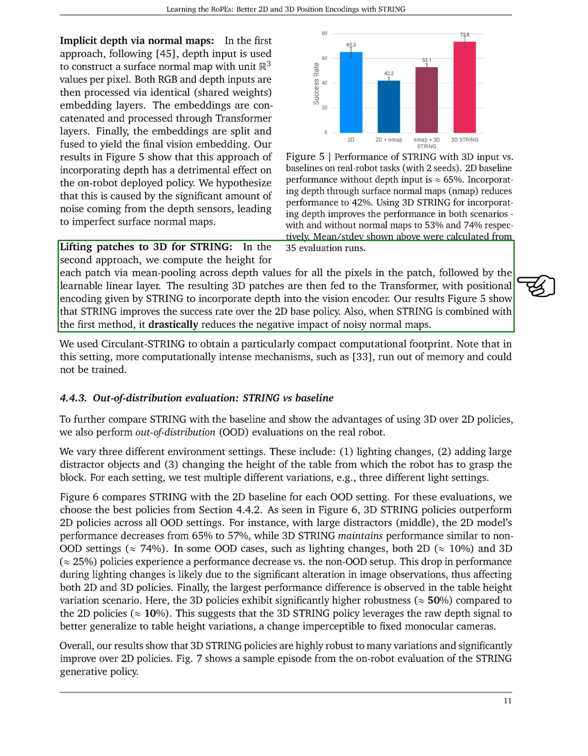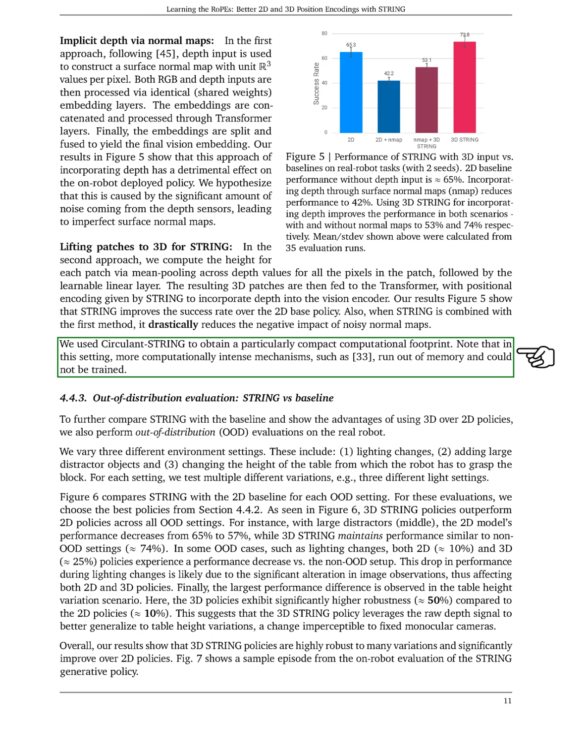In the second approach, we calculated the height for each patch by averaging depth values, then fed these 3D patches into the transformer with positional encoding from STRING. This method improved the success rate compared to the 2D baseline and mitigated the negative effects of noisy normal maps. We utilized circulant STRING for a more compact computational footprint, as more complex methods faced memory issues.